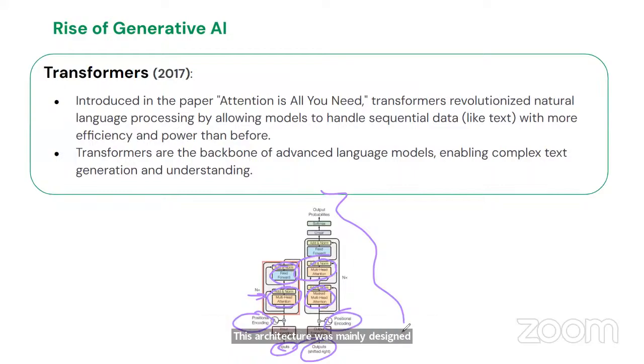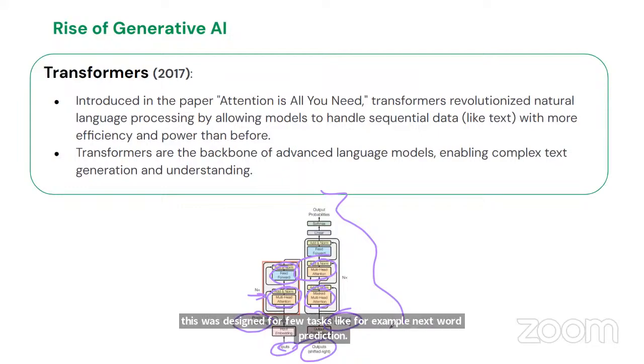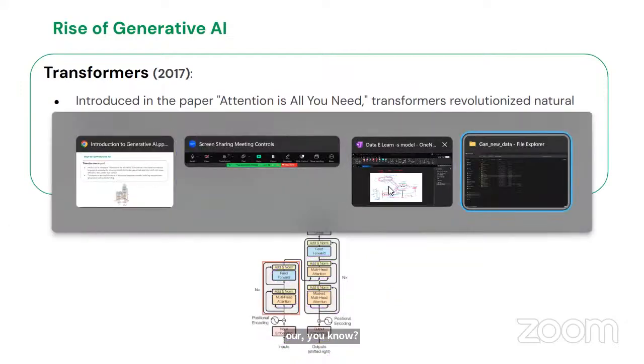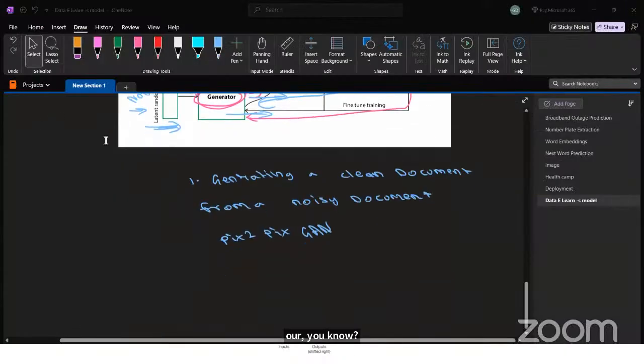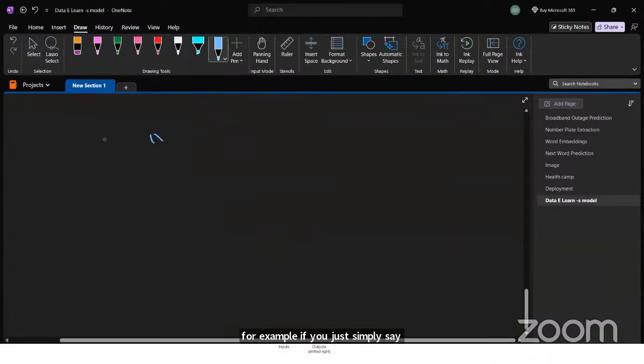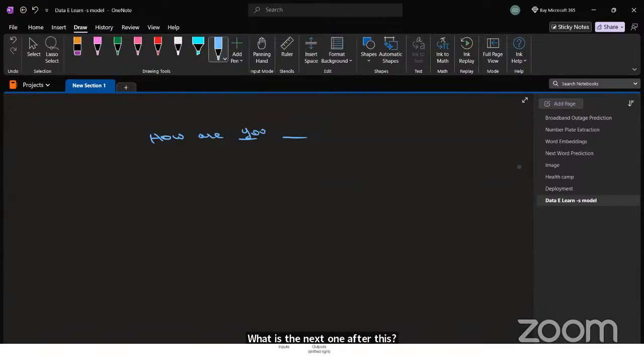This architecture was mainly designed for a few tasks, for example, next word prediction. Given a word, for example, if you say "how are" and then a blank, what is the next word after this? "How are you," maybe a question mark. You're trying to predict the next word based on the previous words. This was one use case people were using.